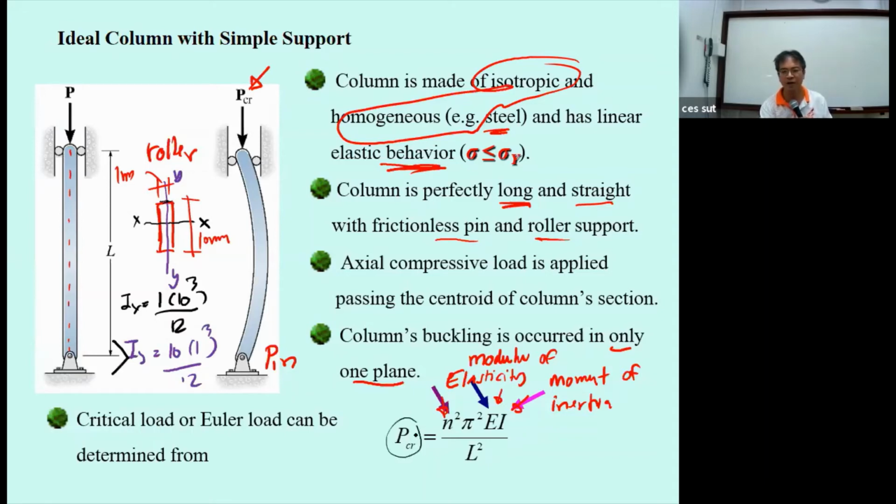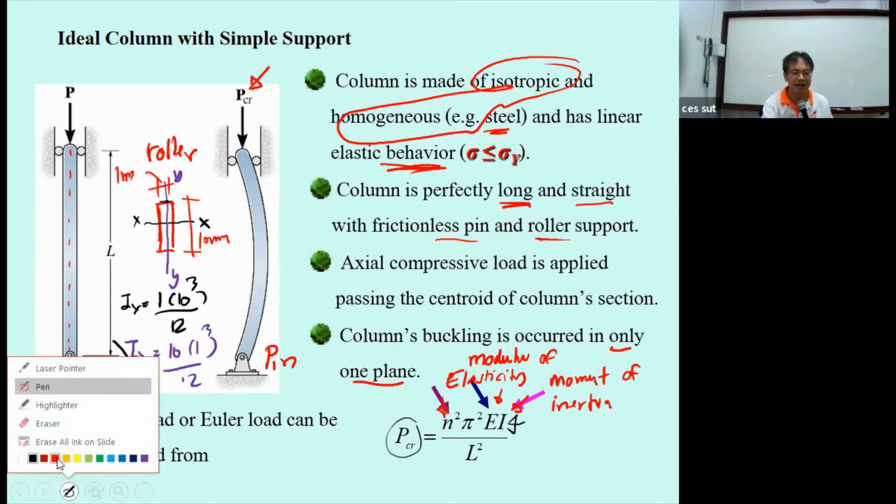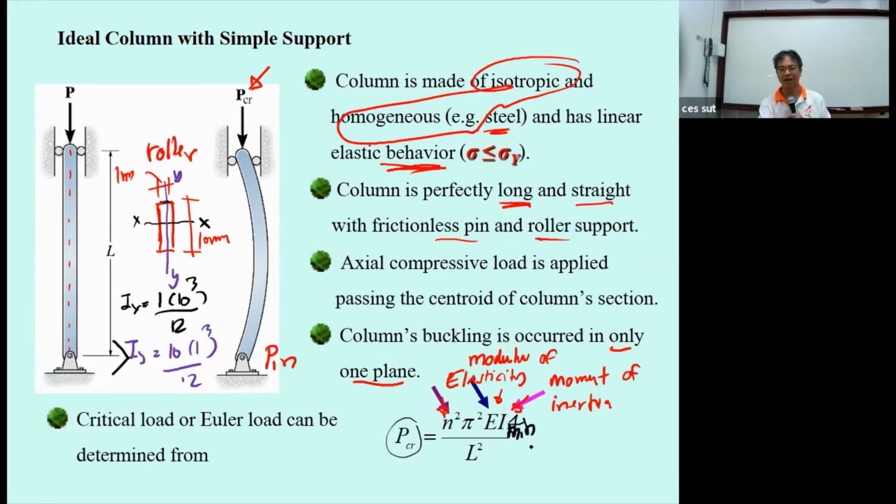So the P critical is also controlled by the I. And you can see the buckling of the column is like this. The buckling of the column occurs along the y-axis. So most of the time, this I in this equation must be the I minimum. Okay, and then L is the length of the column. Now, if n is equal to 1, this equation will provide the minimum critical load. This P critical for this kind of column shape is going to be the minimum critical load.